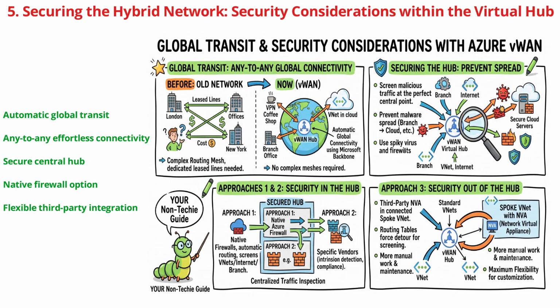hub to their destination. Second, because the hub connects everything, it is the perfect central screening point to stop malicious traffic and prevent malware spread from branch offices to your secure cloud servers. You have choices for inspection.